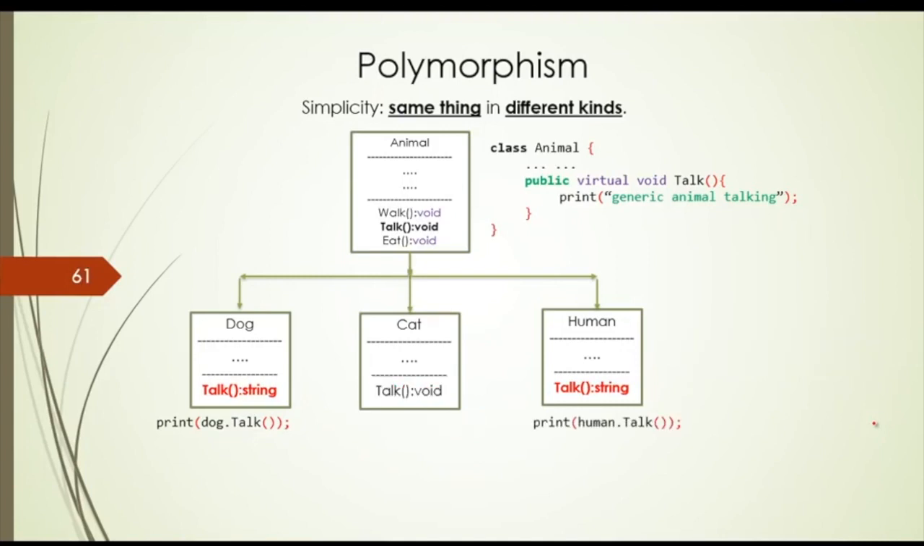Let's say I didn't implement the cat method. I didn't override the cat's talk method. What will happen is, it's a void method and it already has a print, so we don't have to put it in a print. We just say cat.talk. When we call that method, it will print out the generic animal talking. That's it.